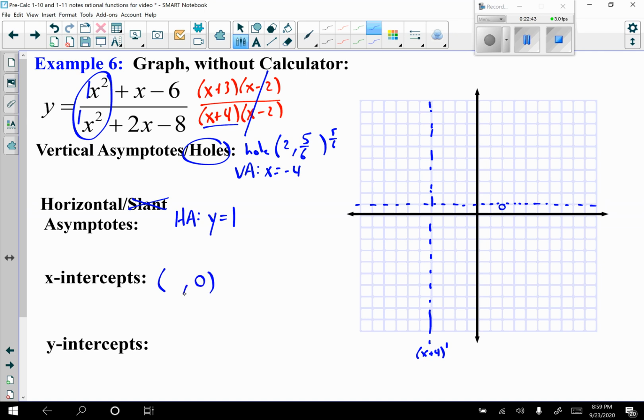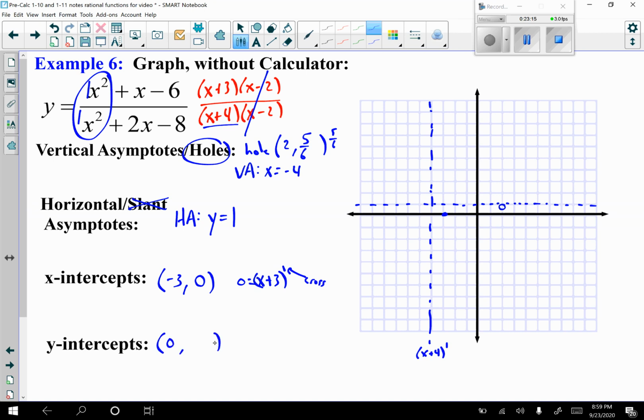X-intercepts, put a 0 in for the y. If we put a 0 in, we solve the top. The top has an x plus 3 after we reduce. So that means it's just -3. Okay, just look at that factor. And that's a first power, so that means it's a cross through. All these things you can check with each other. So at -3, 1, 2, 3, -3 right there, cross through, okay? And there is only one x-intercept.